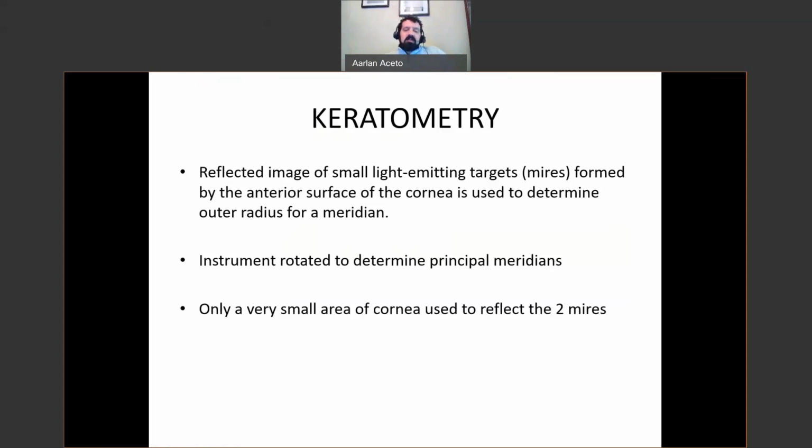The problem is there's only a small area with these manual devices that we're using. We're going to have two sets of mirrors on the vertical and two sets of mirrors on the horizontal, and we're going to line them up. So essentially you're only looking at a handful of small little areas.